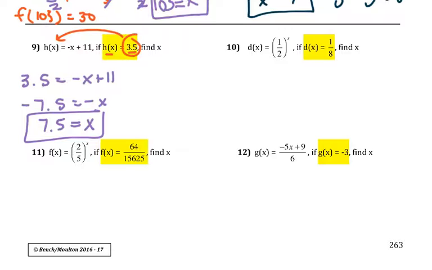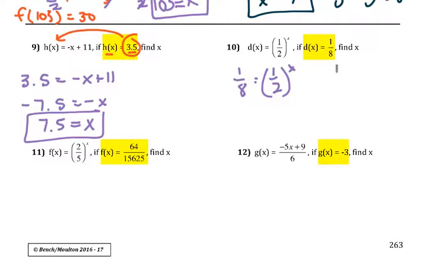Number 10, I'm going to write 1/8 is equal to 1/2 to the x power. When you have an exponent that is your variable and you're trying to solve for that, at this point you can only guess and check. You don't have the skills that you would need to algebraically solve this.